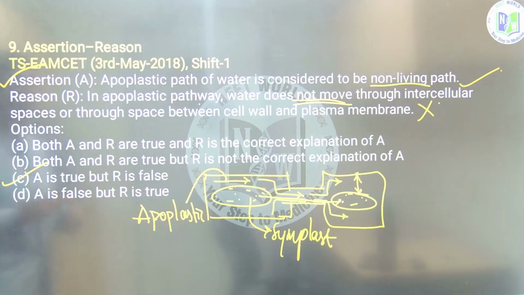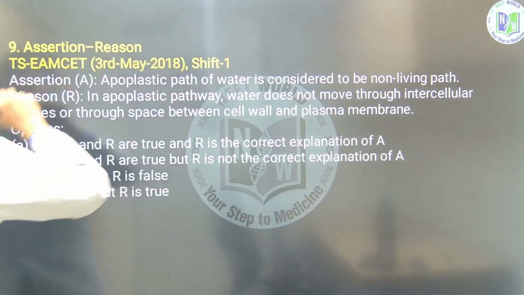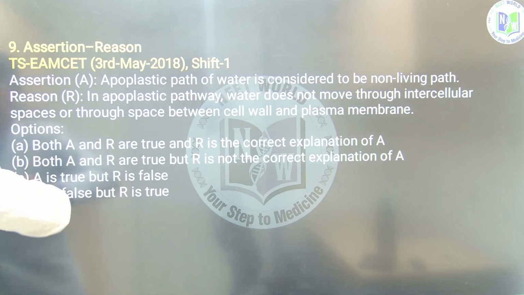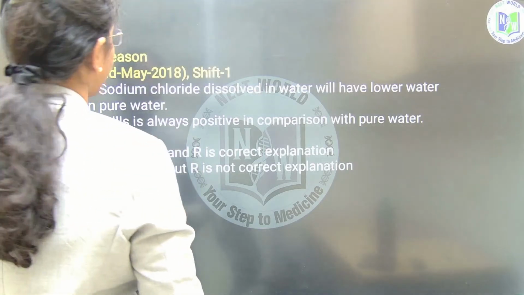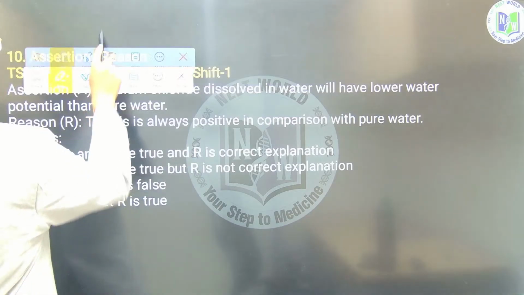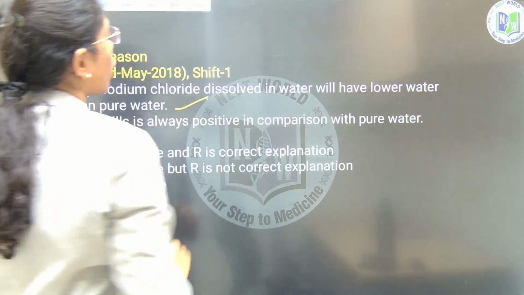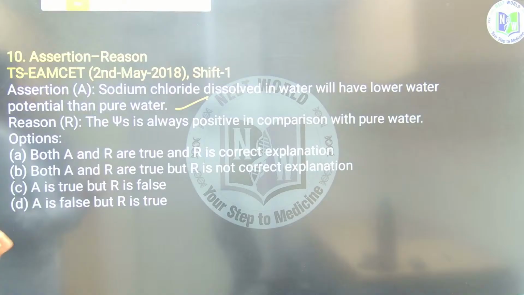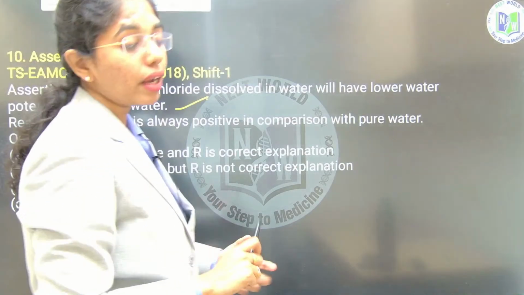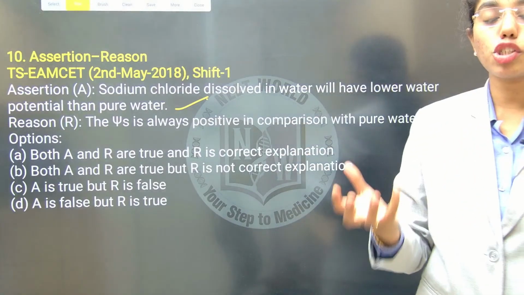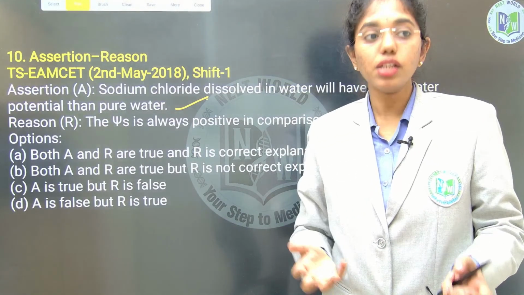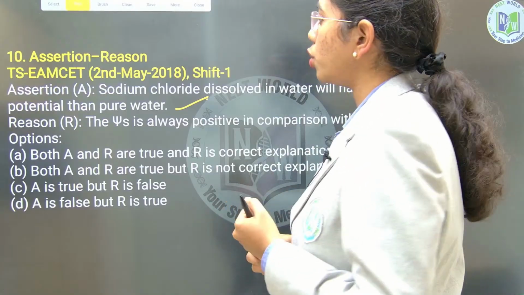Next question. Assertion reason type of question again. Here, sodium chloride dissolved in water will have low water potential than the pure water. True. Because sodium chloride, which is the solute, when it is dissolved in the water, it will decrease the water potential of the pure water. Okay, in a solution, water potential will be decreased because of the dissolution of solute molecules.